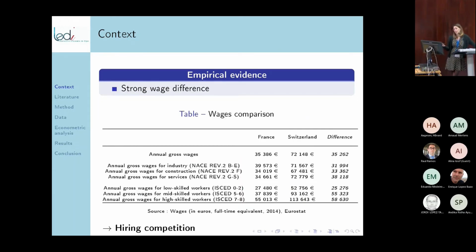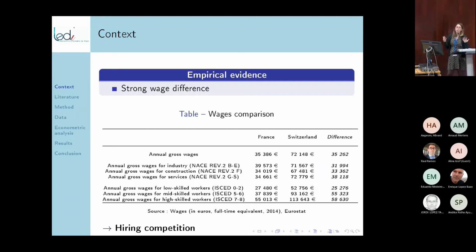This intensification of competition can be explained by a strong wage difference. If we focus on France, which is the European country with the highest number of cross-border workers, and Switzerland, where they mainly go to work, we see that this difference is significant. According to Eurostat, who provide comparable wages both in terms of exchange rates and in the number of hours worked, people earn on average 2 times more in Switzerland than in France. And the difference is higher for high-skilled workers and for individuals who work in the services sectors. All these figures highlight the hiring competition faced by border departments.